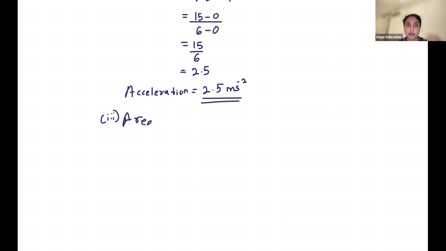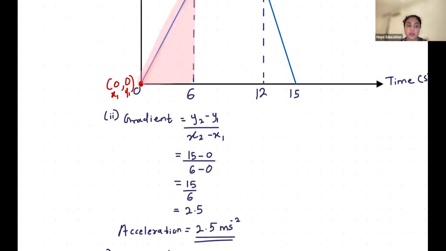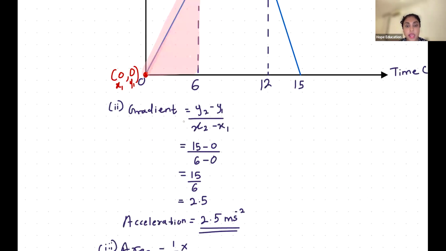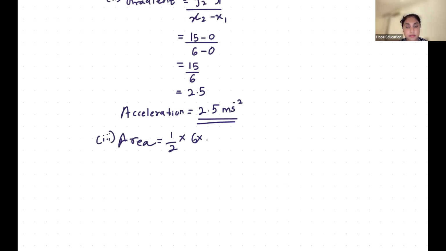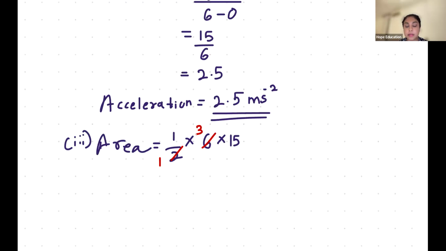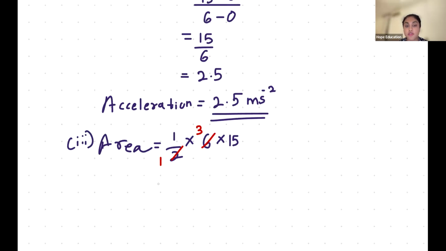Half into, what is the base here? 6. And what is the perpendicular height here? 15. So base is 6, perpendicular height is 15. So 2 times 1 is 2, 2 times 3 is 6. And 3 multiplied by 15 is 45, right? That is the area.